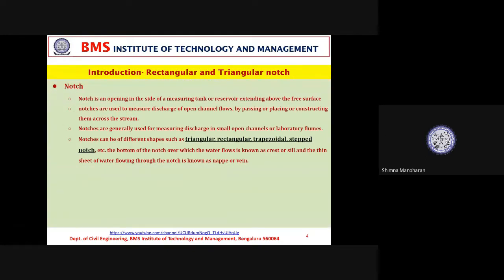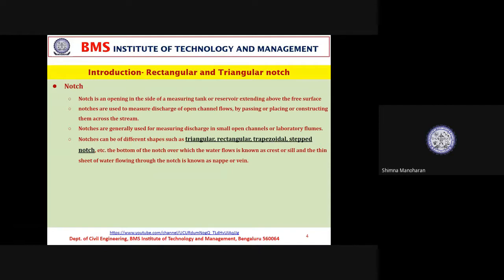A notch is nothing but an opening in the side of any measuring tank or a reservoir, extending above the free surface. Notches are typically used to measure the discharge in open channel flows by placing or constructing them across the stream. A typical notch that you would have seen is the weir. Notches are generally used for measuring discharge in small open channels or laboratory flumes.